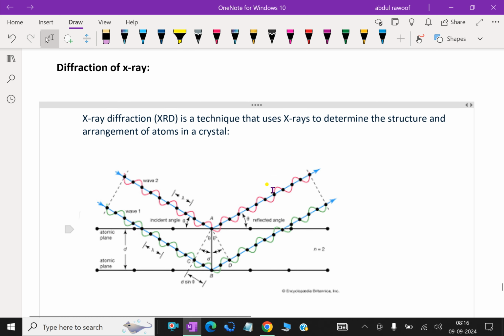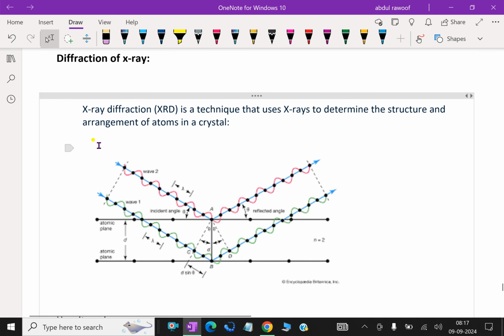Now, diffraction happens in X-rays. X-ray diffraction, that is XRD, is the technique that uses X-rays to determine the structure and arrangements of the atoms in a crystal. Suppose by using X-ray diffraction, we can understand the arrangements of atoms in crystals and other multiple uses.